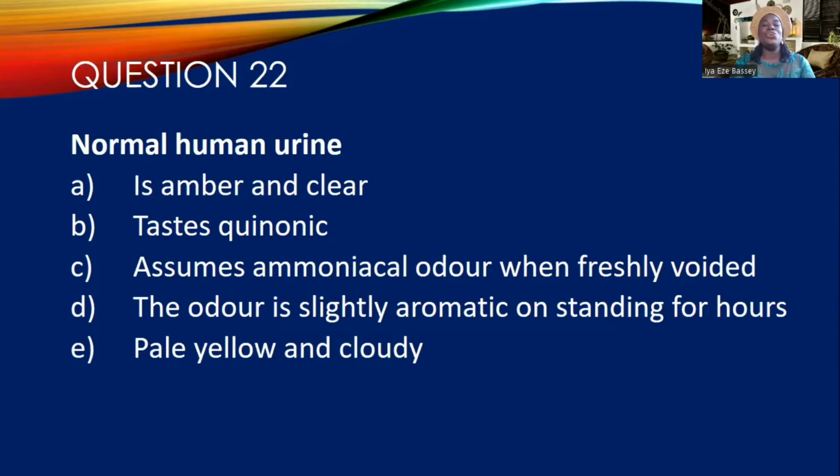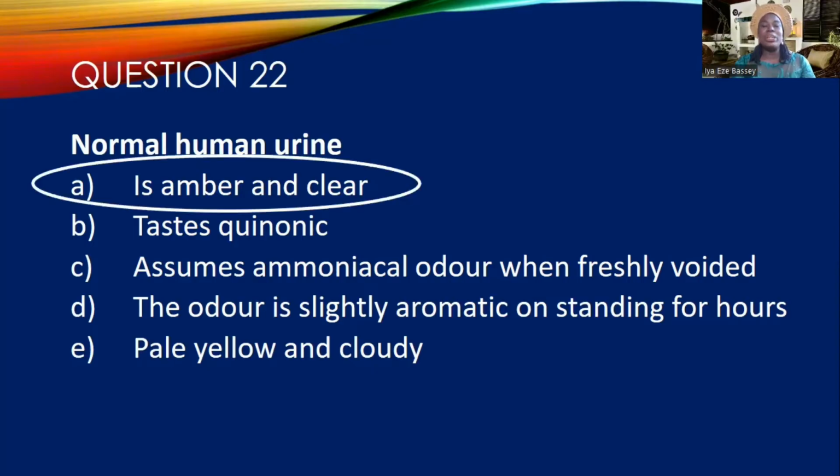Normal human urine is A, amber and clear. B, tastes quinonic. C, assumes ammoniacal odor when freshly voided. D, the odor is lightly aromatic on standing for hours. E, pale yellow and cloudy. I would go with A. It's amber and clear. Amber is like straw colored. It doesn't taste bitter. And it's not ammoniacal when you freshly void it, unless there's something wrong with it, maybe UTI or something. It's only when it stands that it has that ammoniacal odor.